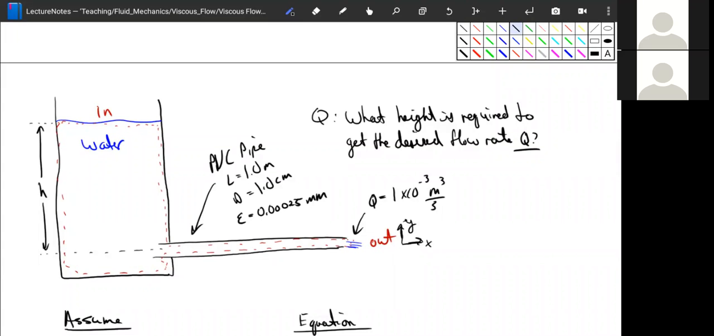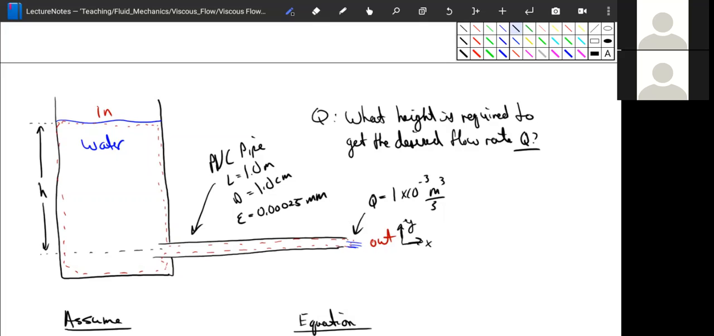Okay, so we've learned about all of the different kinds of losses we can have in a system. So now we're going to apply this towards a somewhat practical example, which is we have a large tank of water. We're going to use it, let's say, to water some plants or something like that. Who knows? But we need a flow rate of 1 liter per second, so 1 times 10 to the negative third meters cubed per second.